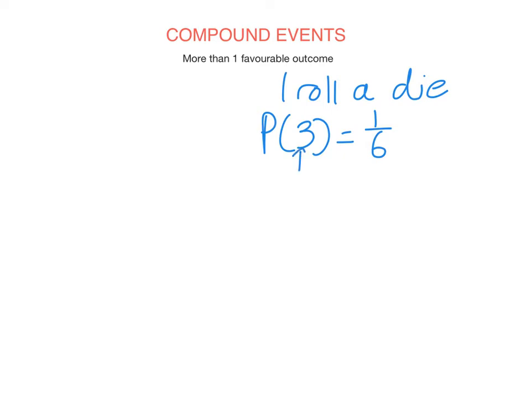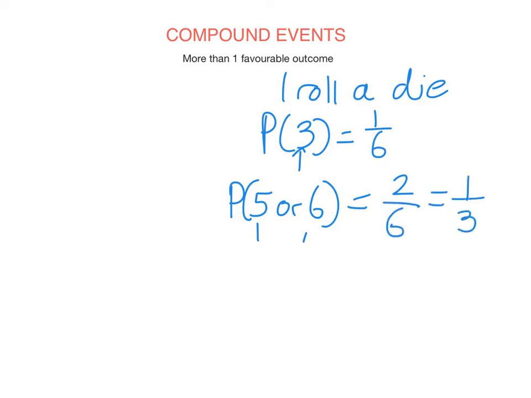But today we'll be interested in things like, if I roll a die, what's the probability I get a 5 or a 6? Now there are two favourable outcomes that I'm interested in. I could get a 5 or a 6. Obviously there are two ways I could get that: a 5 on the die, or a 6 on the die. It'll be 2 out of 6, or 1/3 as it's simplified. They're the kind of things we're going to be looking at today.